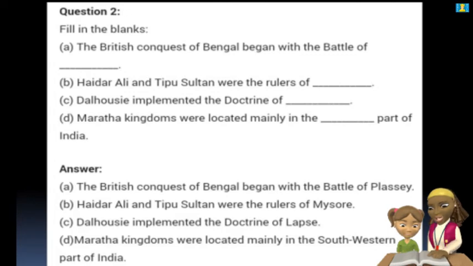Answer. A. The British conquest of Bengal began with the Battle of Plassey. B. Hyder Ali and Tipu Sultan were the rulers of Mysore. C. Dalhousie implemented the doctrine of lapse. D. Maratha kingdoms were located mainly in the southwestern part of India.